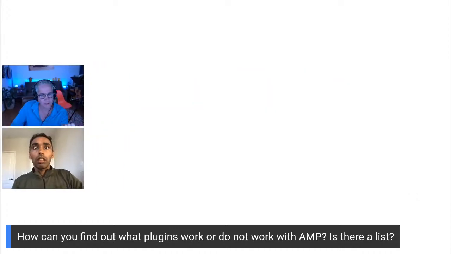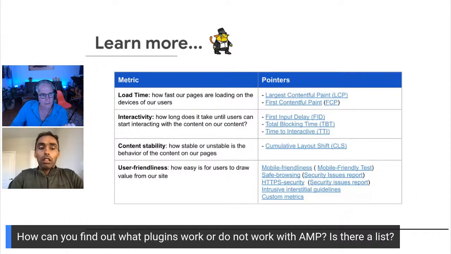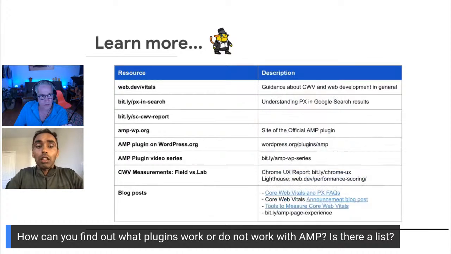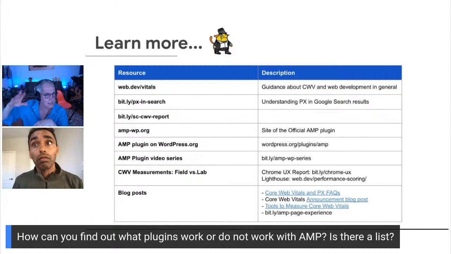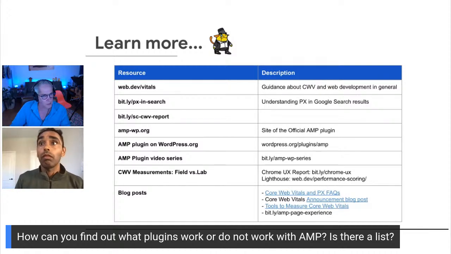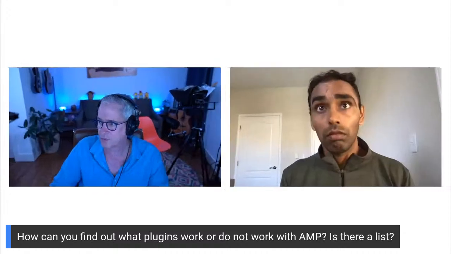There is the AMP plugin site, amp-wp.org. It has an ecosystem section, and in the ecosystem section, you can find all the themes and plugins that we know are compatible. There are others in the ecosystem that are not listed there, but you can find quite a few there. And if you have questions, please engage with us in the support forum on the WordPress.org site, and then we can help you out there too.